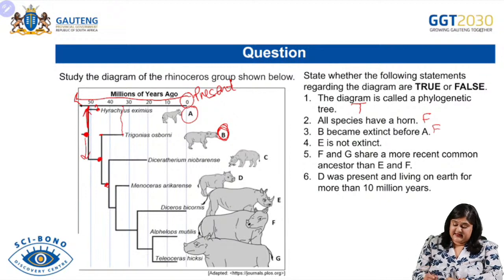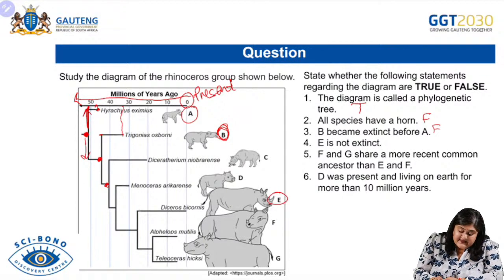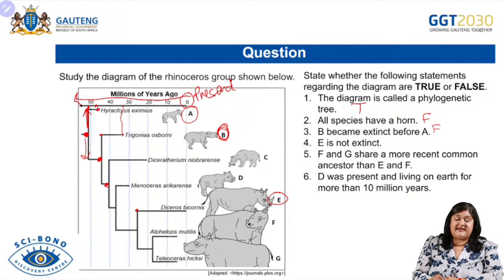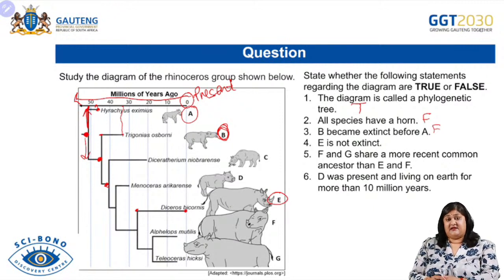E is not extinct. So let's go to E. We can see here that the line, this is where it came into existence. And the line over here is at the 0, which means that it is still present in today's times. Therefore, this answer is true.